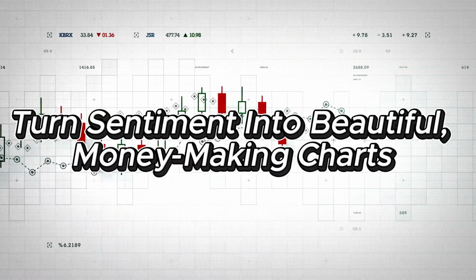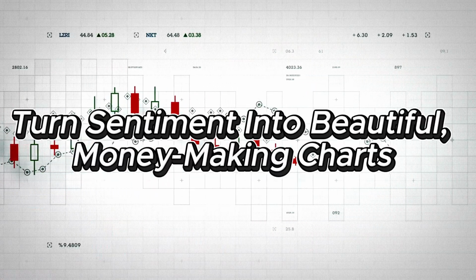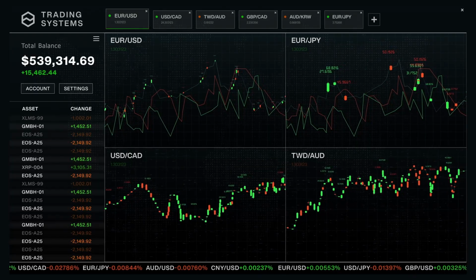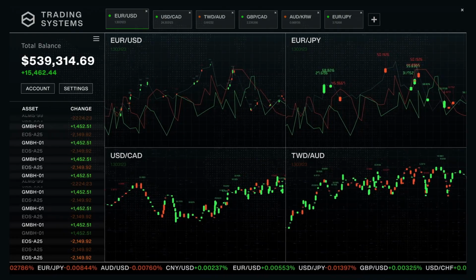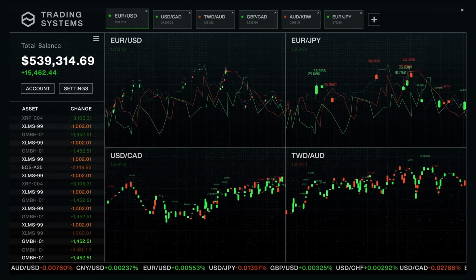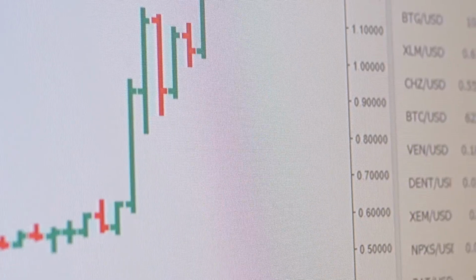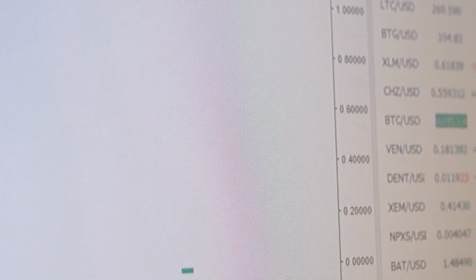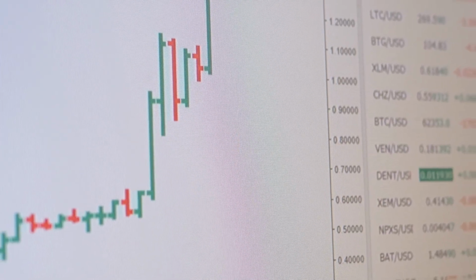Turning sentiment into beautiful, money-making charts can help visualize your strategy. Use real-time dashboards to show sentiment swings, highlight spikes in emotional keywords, and sync sentiment data with technical analysis charts. Monitor sudden drops in confidence before price follows, and share visual alerts to trigger bot actions faster.